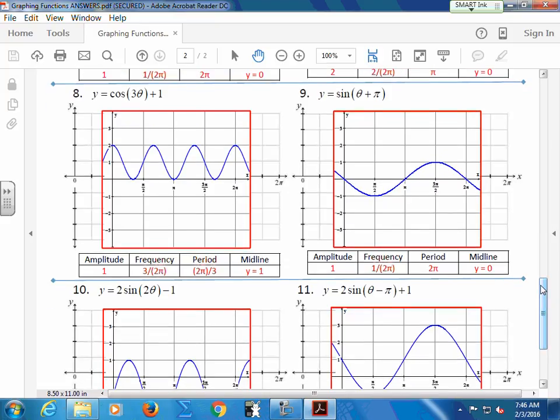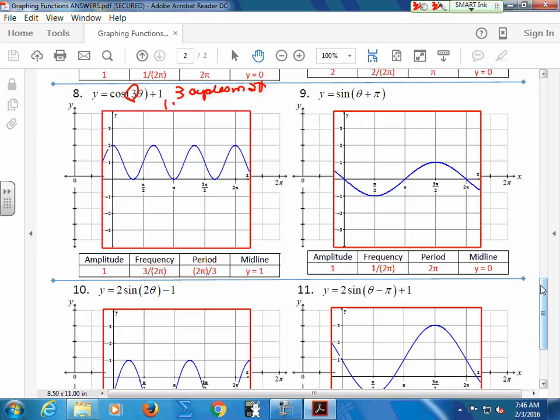These guys, we took a period of 3. So what did this tell me? What does that 3 mean? There's 3 cycles in 2 pi. Good. 3 complete cycles in 2 pi.